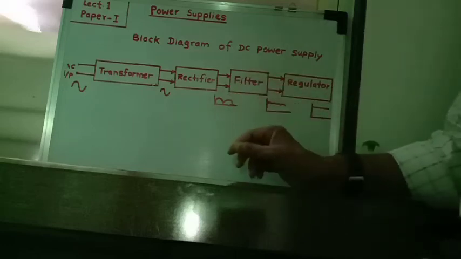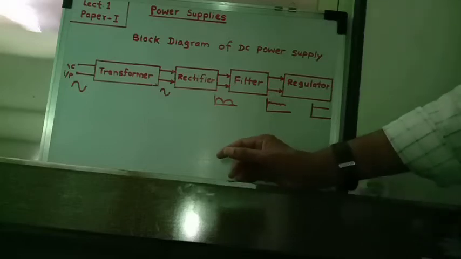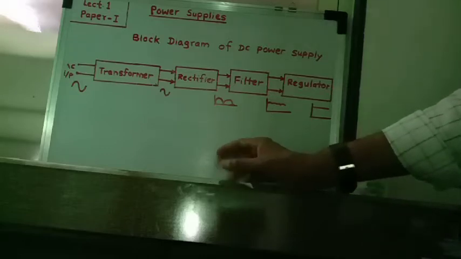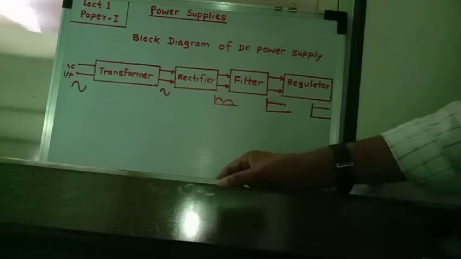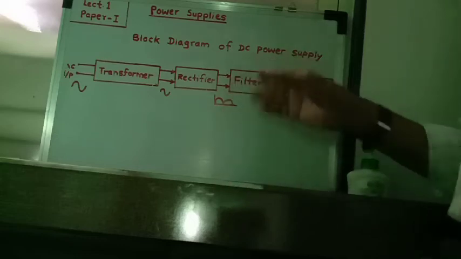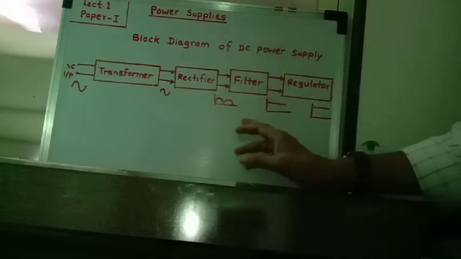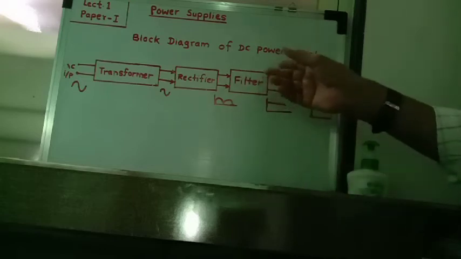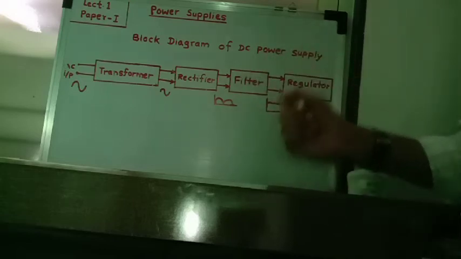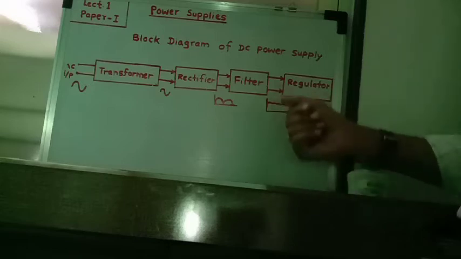There are different types of filter circuits: capacitor filter circuit, then LC filter circuit, where L means inductor and C means capacitor, then RC filter, and pi type filter. So these are the different types of filter circuits which are used. The filter circuit is used to provide a smooth DC output voltage, or pure DC.